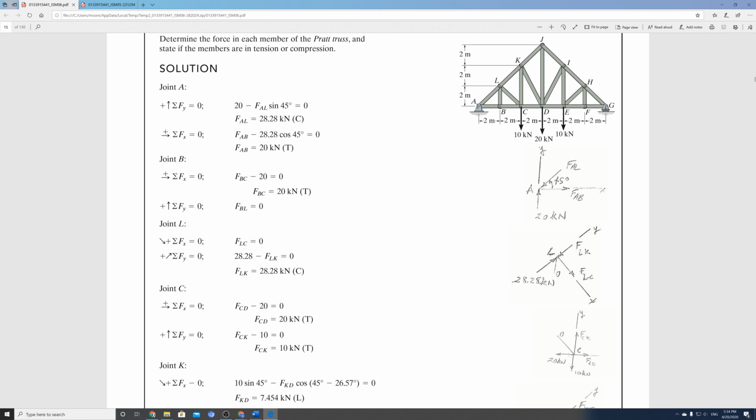Okay. And the textbook solution goes to B first. The next one will go to L. Right. So at L, FLC. Okay. So now you have potentially a force acting off in this direction. Okay. And in the x direction.